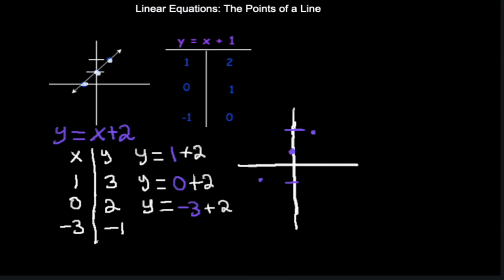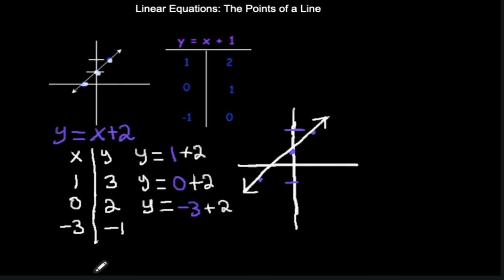Okay, so now what we can do is draw our line through the 3 points that we've created. Okay, so notice we have a straight line. So a completed t-chart of values just shows you that the graph of the line y equals x plus 2 is passing through the points (1, 3), (0, 2), and (-3, -1).